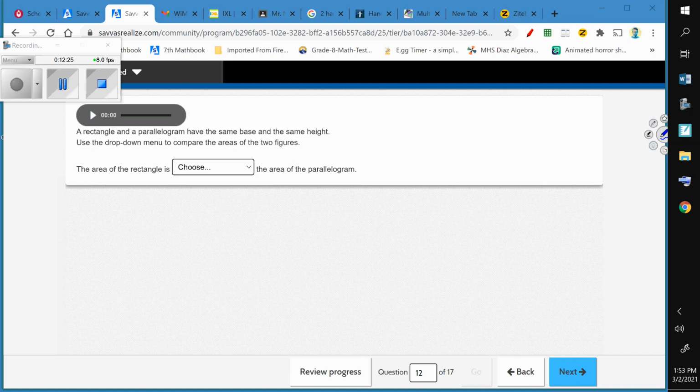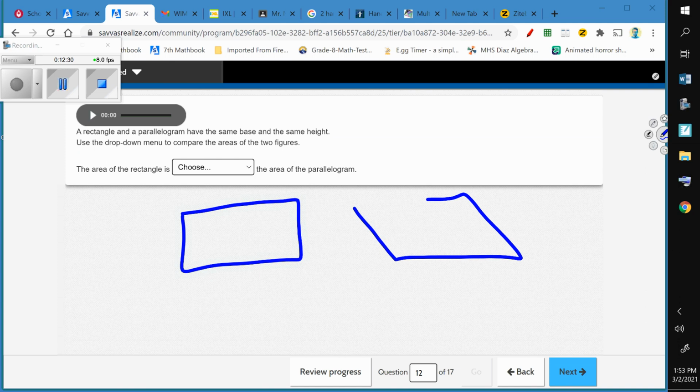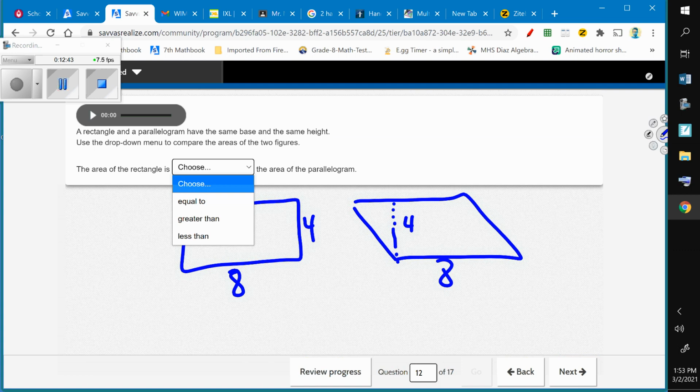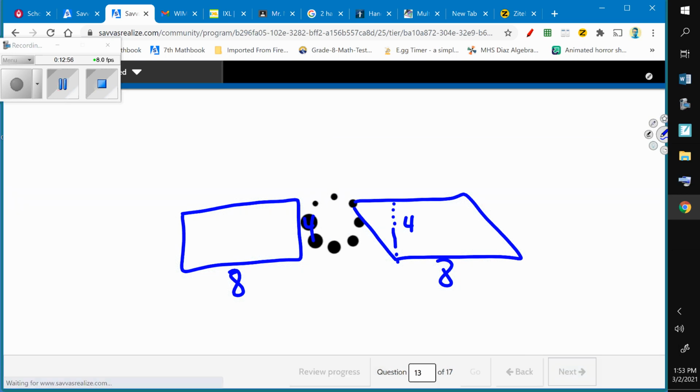For the next one, a rectangle and a parallelogram have the same base and same height. Let's say this is 8, this is 4, this is 8, and this is 4. If they have the same base and same height, what is true about the areas of both? You should be able to figure it out because you do the exact same thing to find the area of both. So the answer, comparing the area of both, should be obvious. Next.